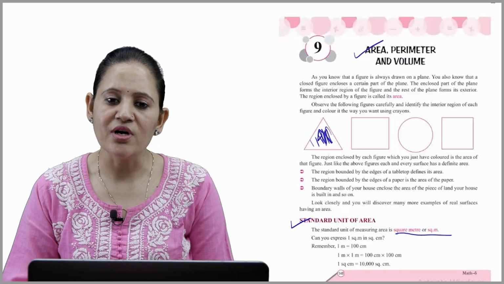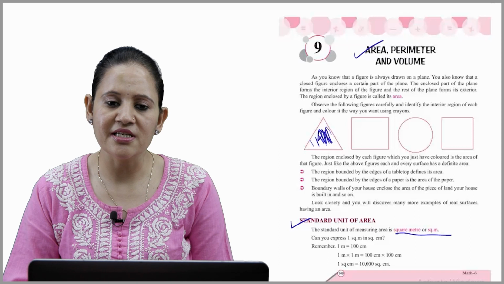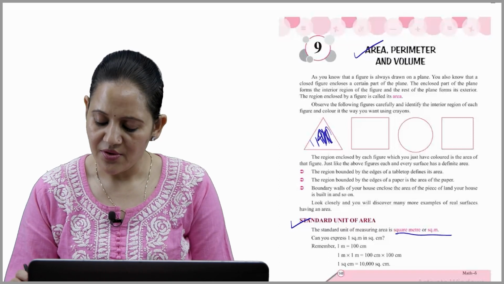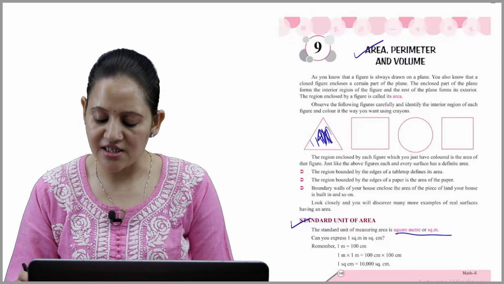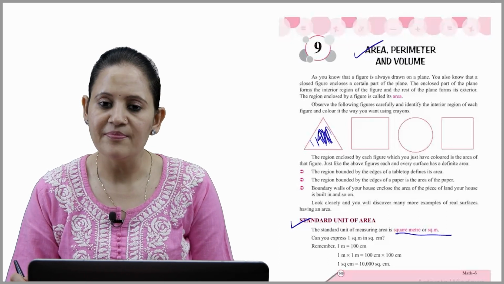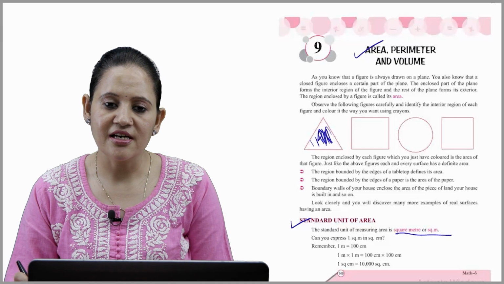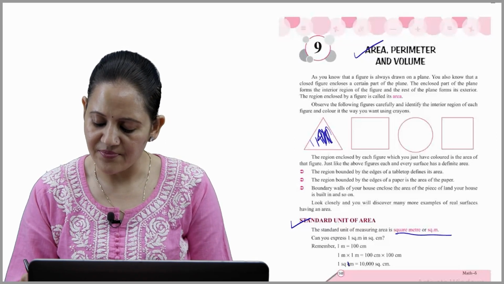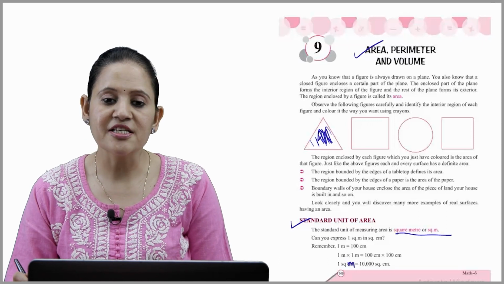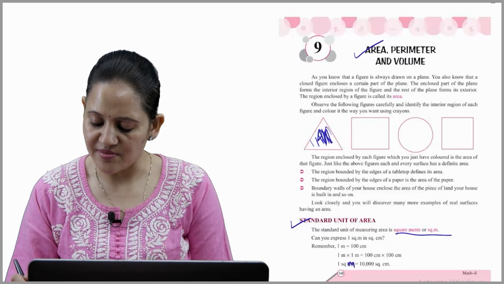Can you express 1 square meter in square centimeter? Yes. Remember, 1 meter is equal to 100 centimeter. So, 1 square meter is equal to 100 into 100 square centimeter. Clear? So, 1 square meter is equal to 10,000 square centimeter.